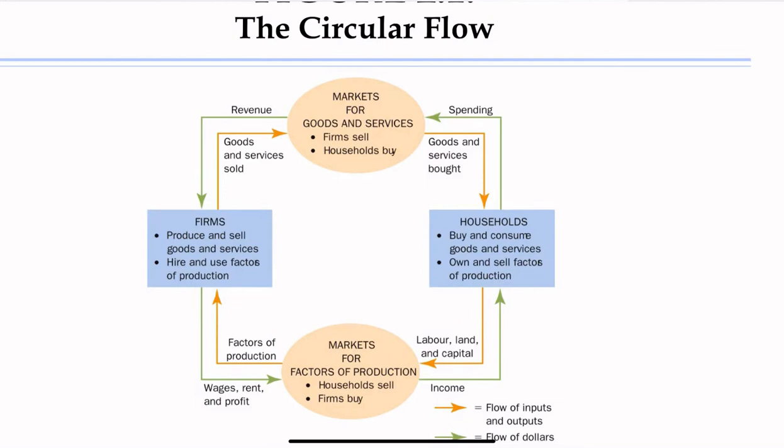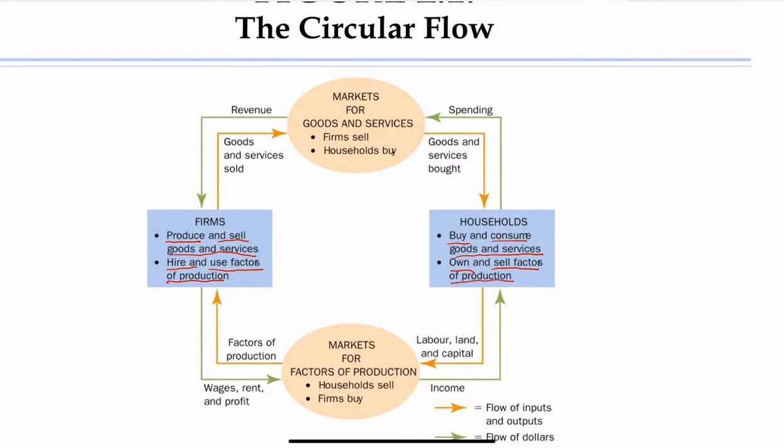So you can see that firms have two tasks. The first task is that firms will produce and sell goods and services. And then firms will also hire and use factors of production. And then for households, households will buy and consume goods and services from firms. At the same time, households have a second task. They will own and sell factors of production.